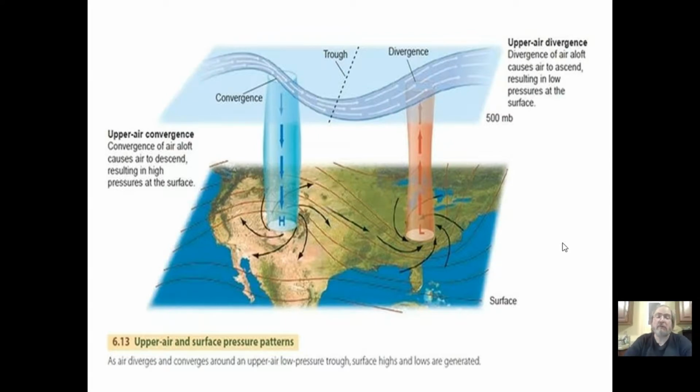So this shows how lows and highs can be tied together, right? You get a trough line in between the systems here. You get divergence at the surface moving in, and then convergence at the center of a low, with an upper air divergence and an upper air convergence. So this would be a high, this would be a low. Divergence of air aloft causes air to ascend, resulting in low pressure at the surface. Convergence of air aloft causes air to descend, resulting in high pressure at the surface. As air diverges and converges around an upper air low pressure trough, surface lows and highs are generated.